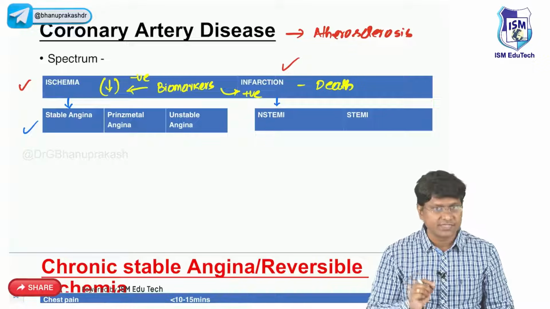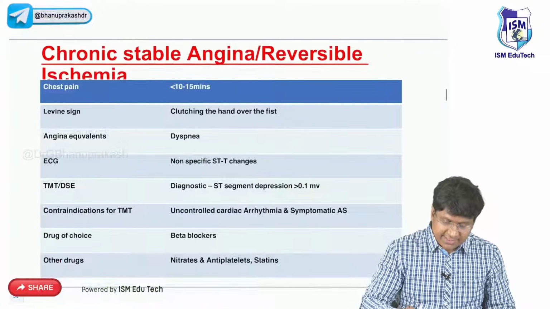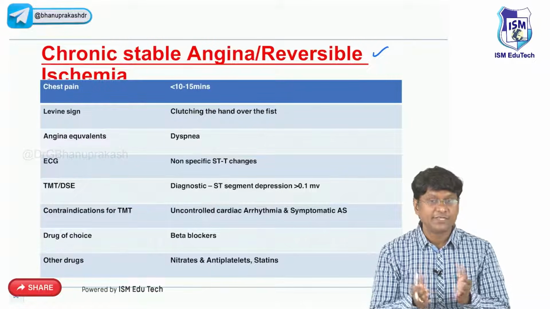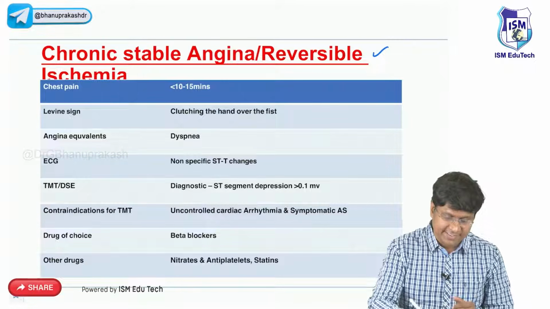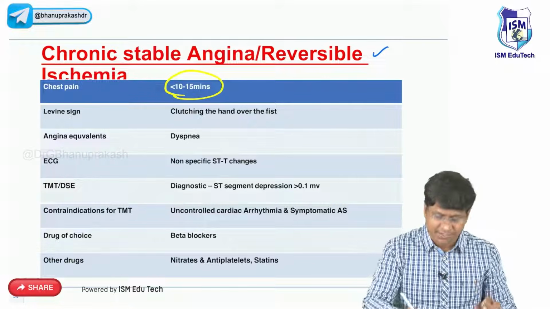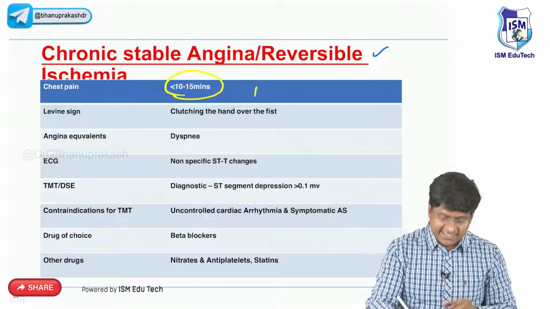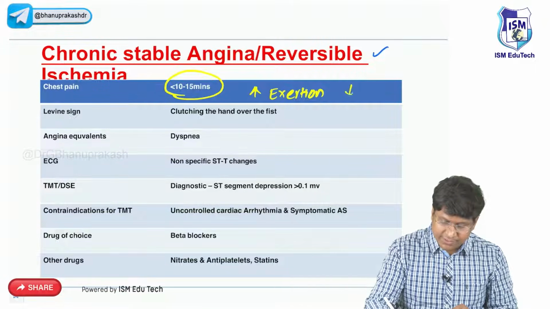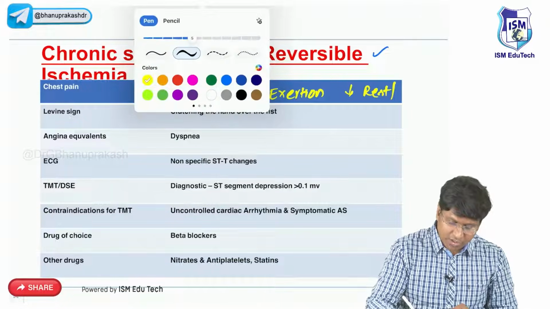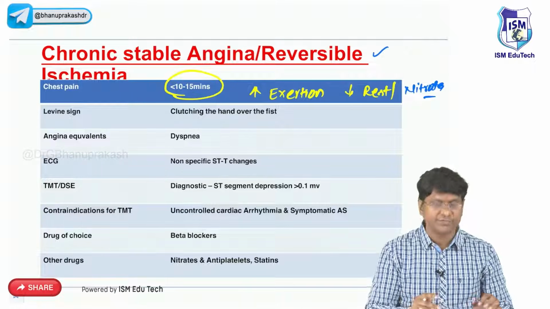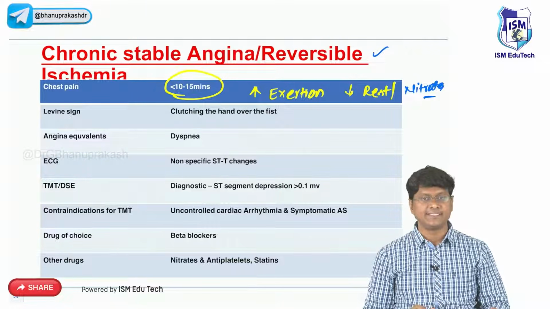So the first thing is stable angina. Another terminology given to this is reversible ischemia. And the duration of the chest pain in chronic stable angina will be around 10 to 15 minutes. This chest pain will be retrosternal, and it increases on exertion. It reduces on taking rest or on taking sublingual nitrate. So if the chest pain reduces on taking sublingual nitrate or rest, with a duration of less than 10 to 15 minutes, that will be chronic stable angina.